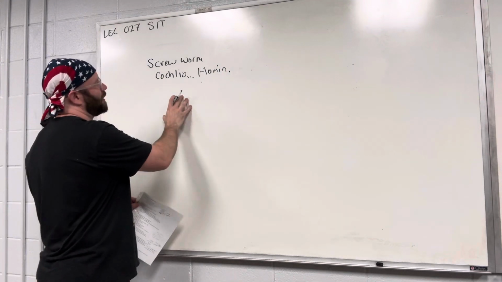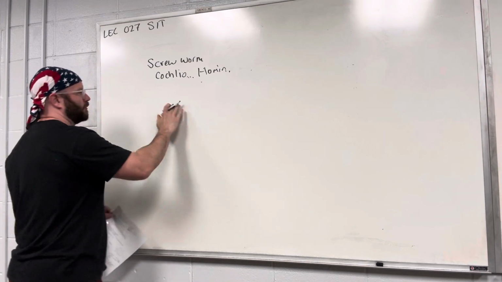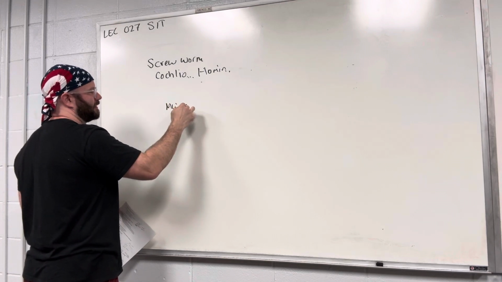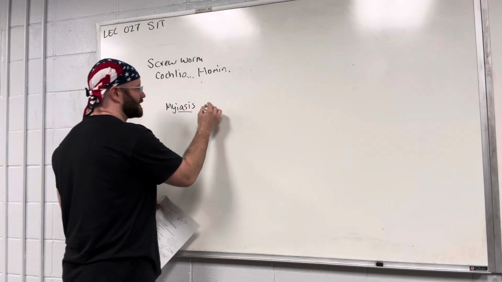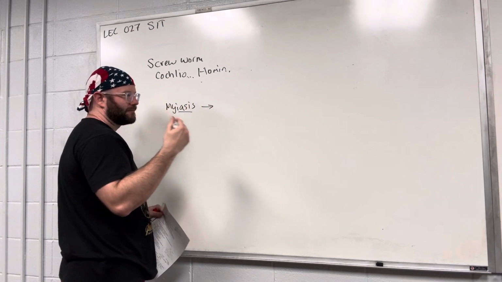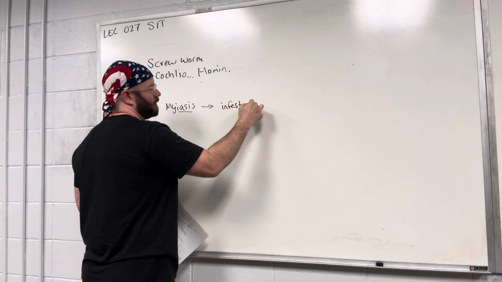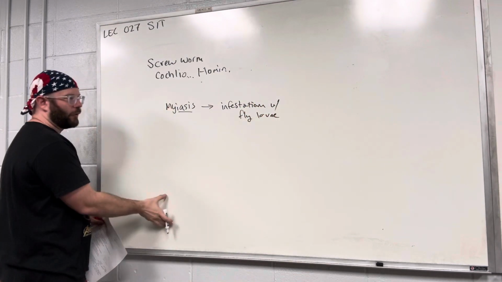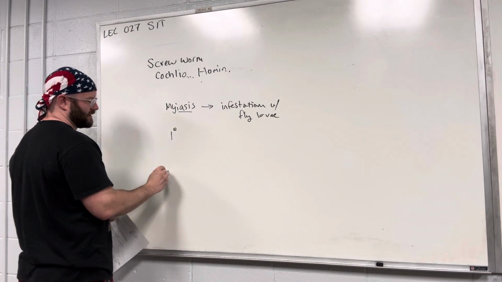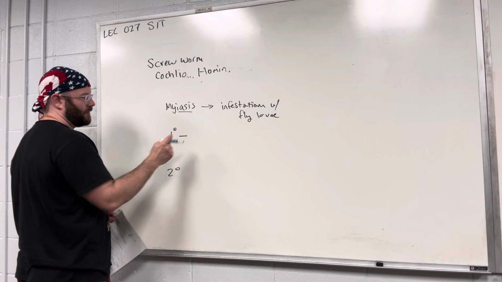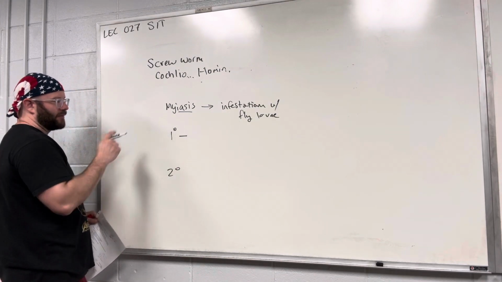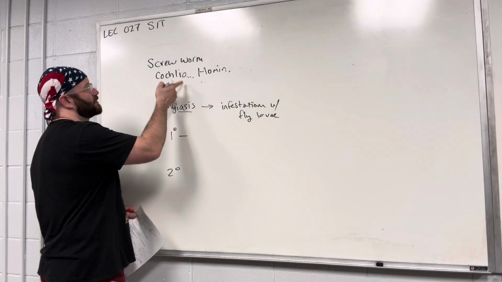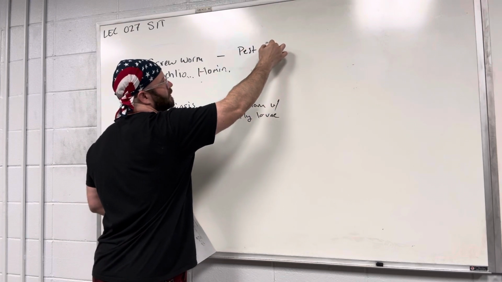It's a screwworm. Okay, so I'll talk a little bit about what screwworms are. Screwworms cause a pathology called myiasis. Myiasis is infestation with fly larvae. Okay, and there are different forms of myiasis. There's primary myiasis and secondary myiasis. Primary myiasis means that the larvae can go to a fresh animal. In this case, screwworm is a pest of cows.